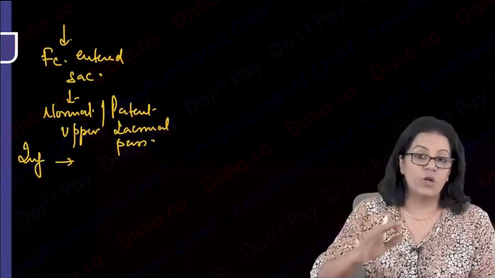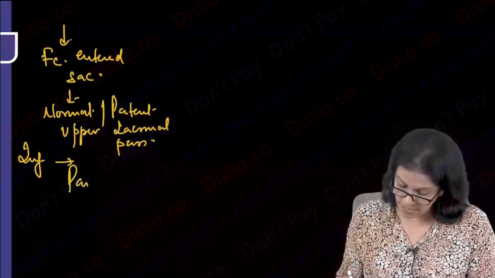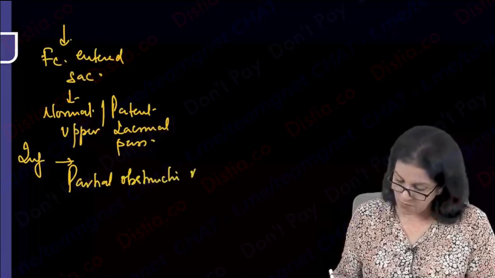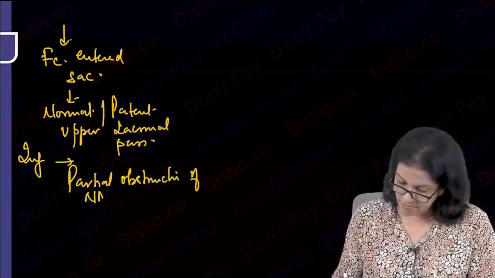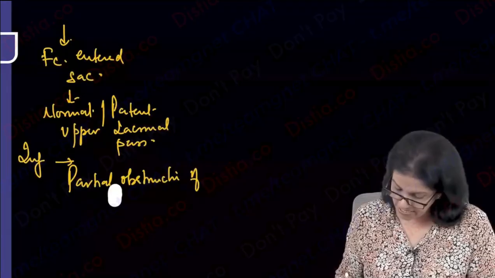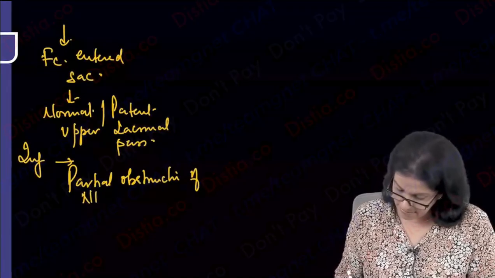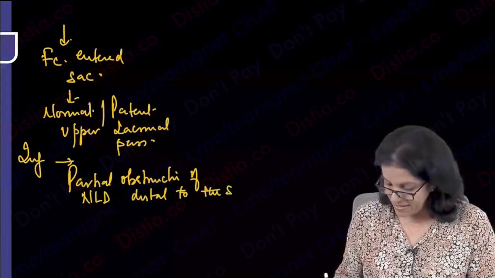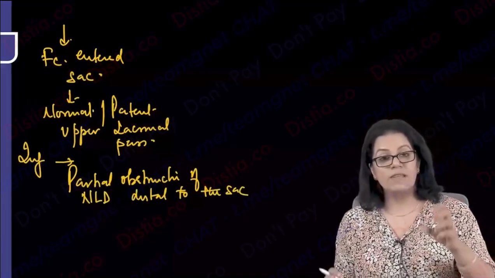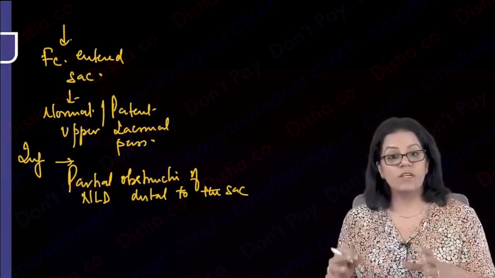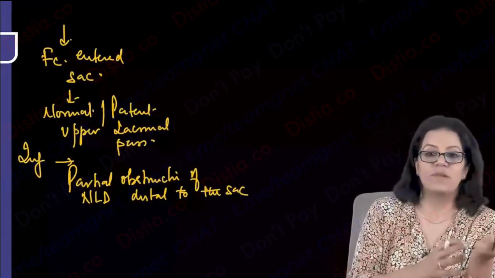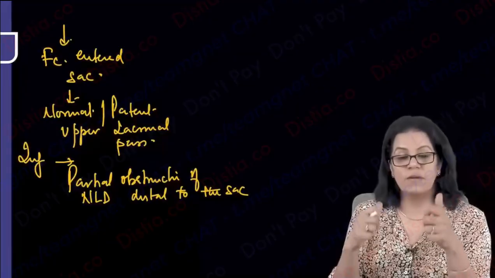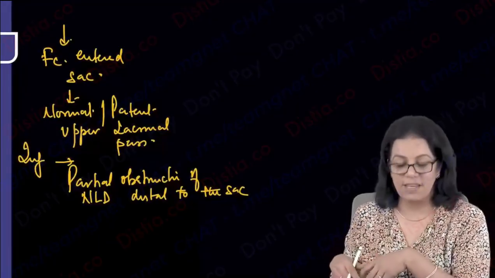Anything before the sac is normal, but the inference here, write down, will be partial obstruction of the nasolacrimal duct, distal to the sac. Am I clear now? Why? Because when the fluorescein was in the sac, it indicates what? That it was already filled in the primary test. That means it was able to fill the lacrimal sac. That is why when I am injecting, the fluorescein is coming in the saline.